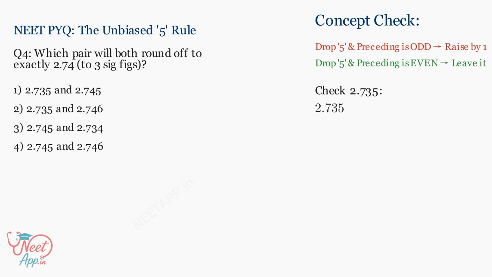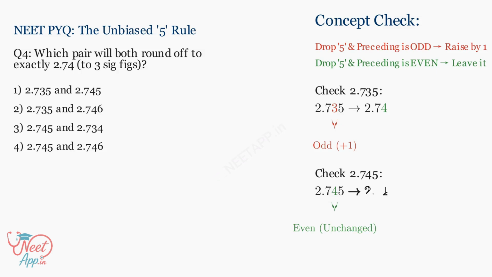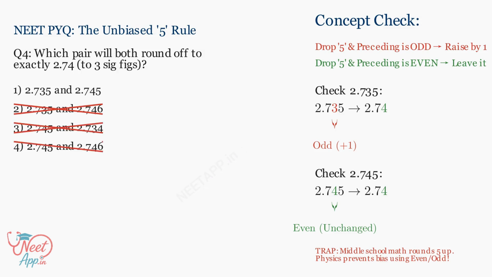Let's check 2.735. We need to drop the 5. Look at the preceding digit 3. Because 3 is odd, the rule says we raise it by 1. It correctly rounds to 2.74. Now check 2.745. Again we are dropping a 5, but this time the preceding digit is 4. Because 4 is even, we leave it completely unchanged. The 5 just drops off, giving us 2.74. Therefore, both of these numbers round perfectly to 2.74. Option 1 is our correct answer.